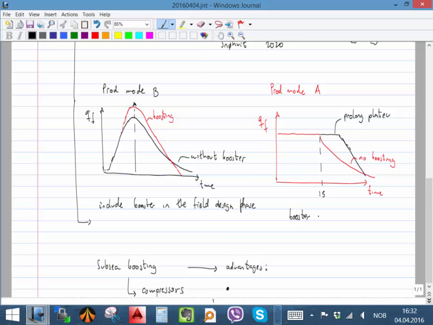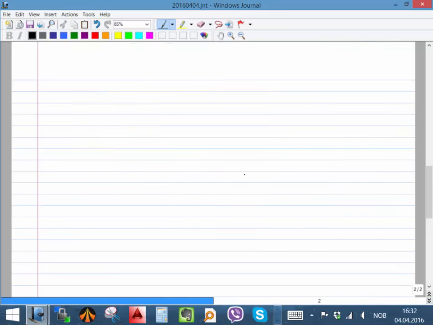So, booster engineering and logistics. In this case, I have to include them from the beginning. Okay, let's better go to the next page.